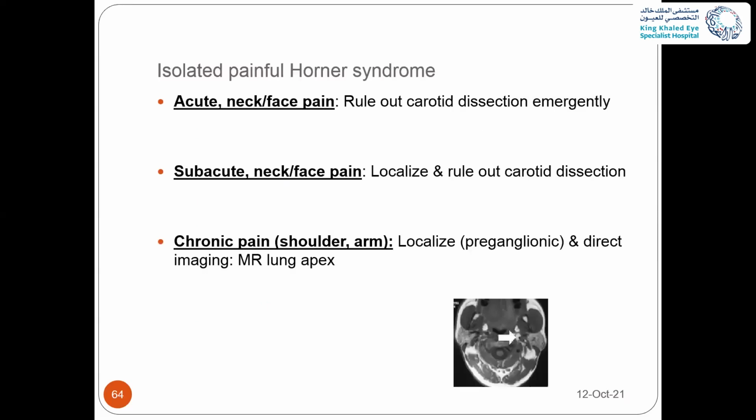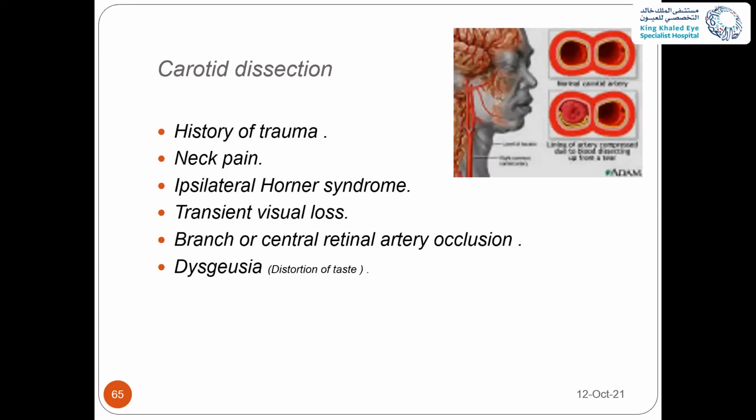Now, in isolated Horner syndrome, if there is acute neck and face pain, this is a real emergency because we have to rule out carotid dissection, and this is very urgent. Subacute neck and face pain, again localized, rule out carotid dissection. Chronic pain in the shoulder or arm could be preganglionic, and imaging to the lung. So when we do imaging to all of them, this is the safest, I think, if we don't have the drops. Now here, carotid dissection is life-saving.